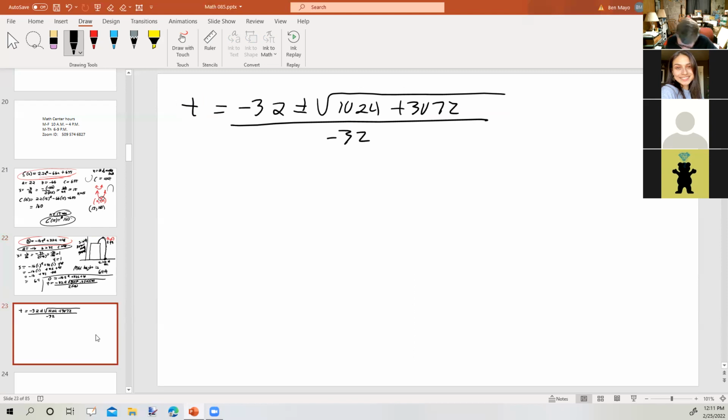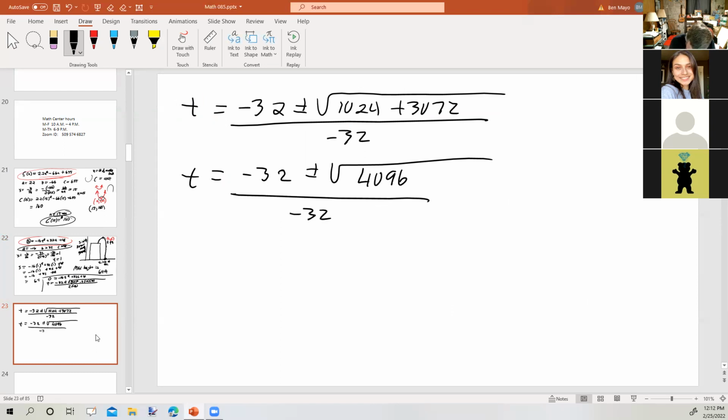All right, so proceeding. 3072 plus 1024 is 4096 all over negative 32. Now the magic question, is that a perfect square?